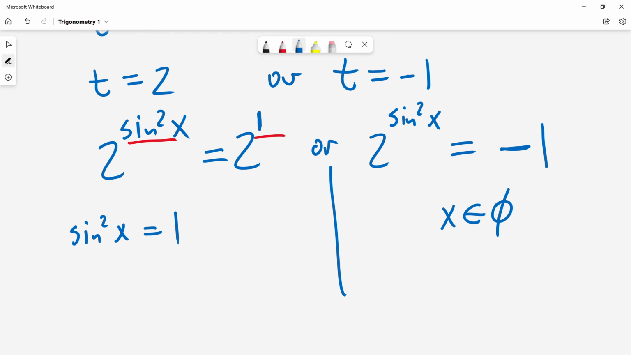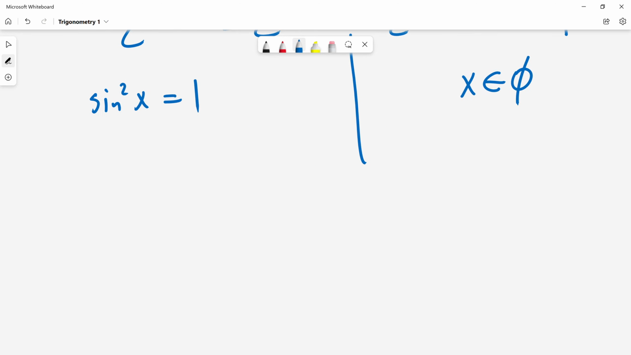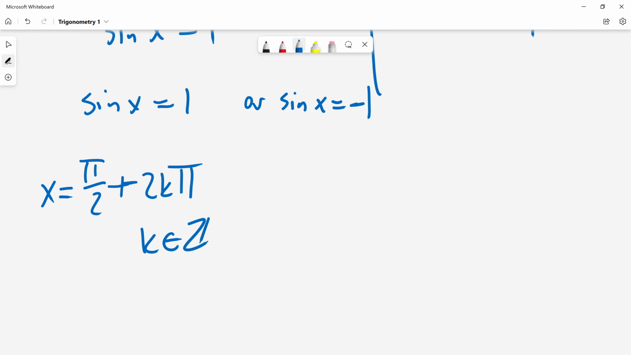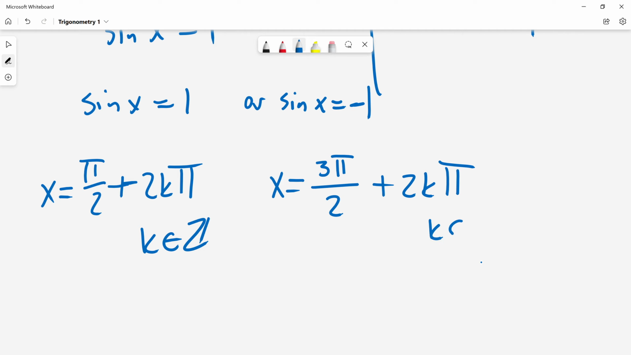Sine squared x is equal to 1, so sine x is equal to 1, or sine x is equal to negative 1. Sine x is 1 when x is pi divided by 2 radians plus the period, 2k times pi, where k belongs to Z, integers. And for sine x equal to minus 1, x is equal to 3 pi over 2 plus 2k pi, where k belongs to Z, integers.